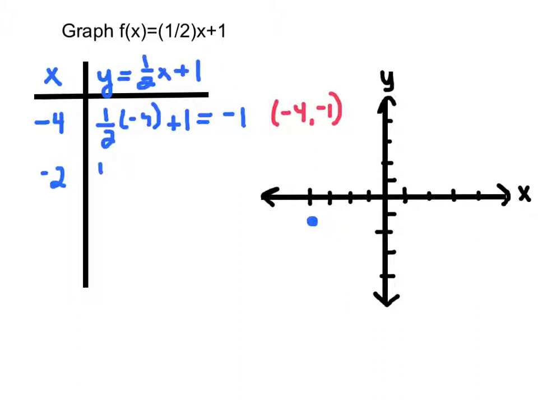And so I'll take 1/2, multiply it by -2, again plugging in for x, and then adding 1. 1/2 times -2 is equal to -1. -1 plus 1 is going to give me 0. And so I have the ordered pair -2, 0.